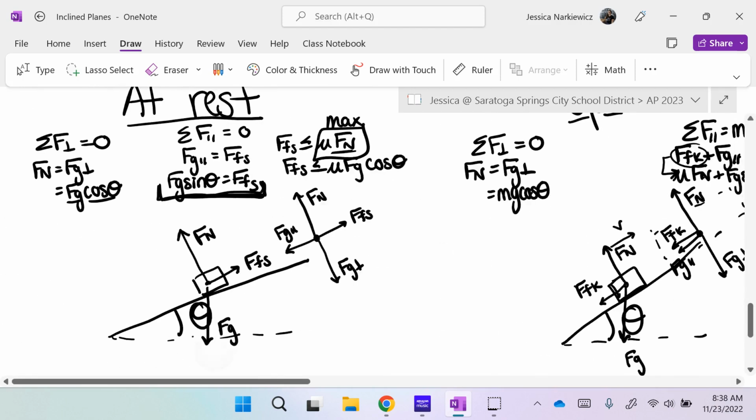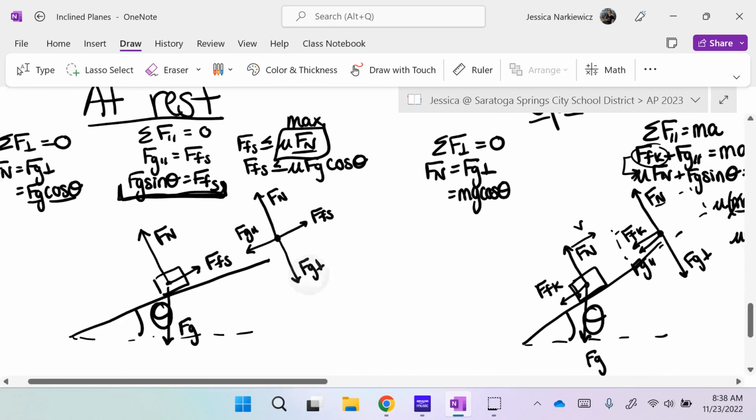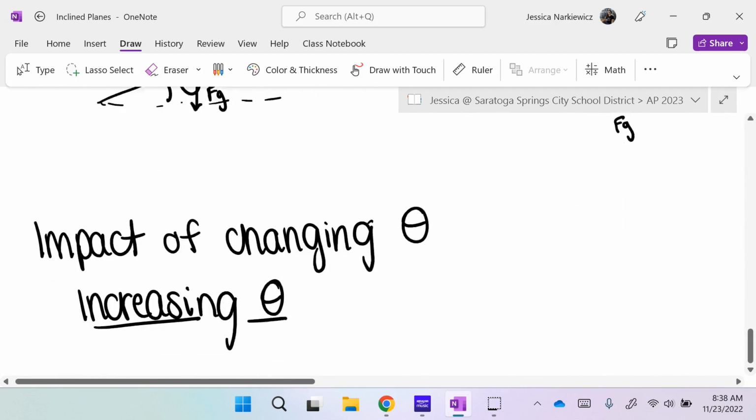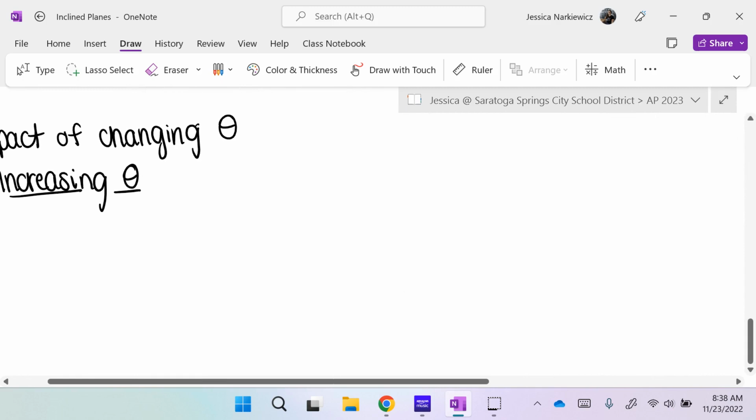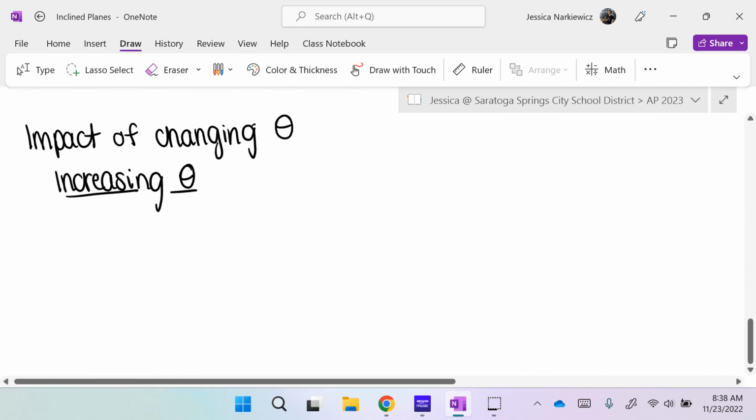Last thing we're going to talk about, like I said, is the impact of changing the angle. Right? So we're going to focus on increasing the angle. Opposites would be true if we decrease the angle. Okay.